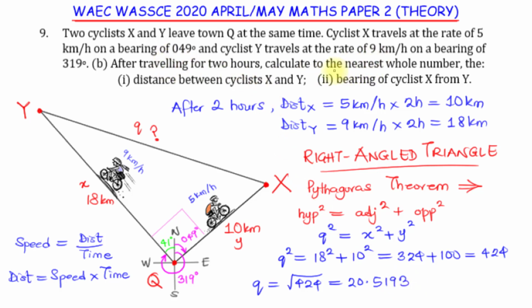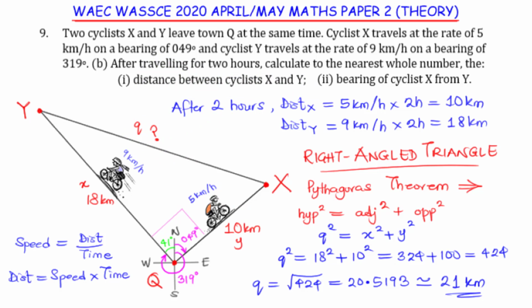We're told to calculate to the nearest whole number. So we need to approximate this to a nearest whole number, meaning that we don't want any decimal place there. And for us to do that, we need to look at the number immediately following the decimal place, and that is 5. So numbers between 5 to 9 will round up to 1 and add to the initial number before it. Numbers between 0 and 4 will round down to 0 and it will not have any effect. But here it is 5. So when we round 5 up, it will become 1 and we add to 20. That will be 21 and the unit is kilometers. So 21 kilometers is the distance between cyclists X and Y.